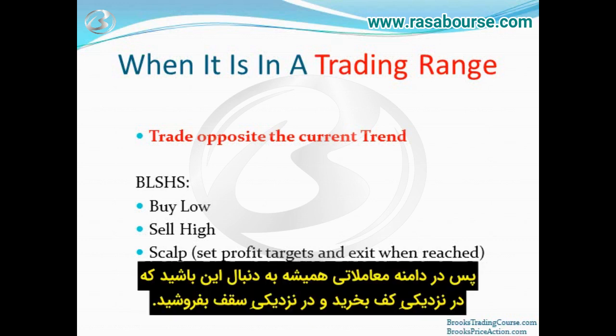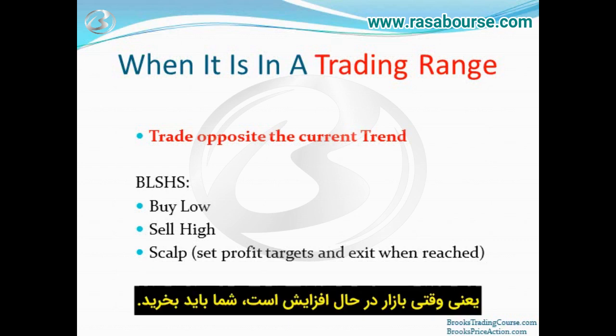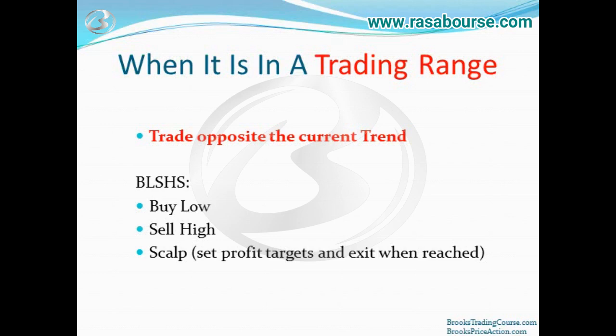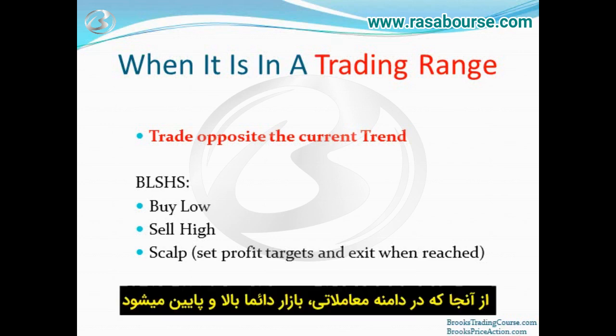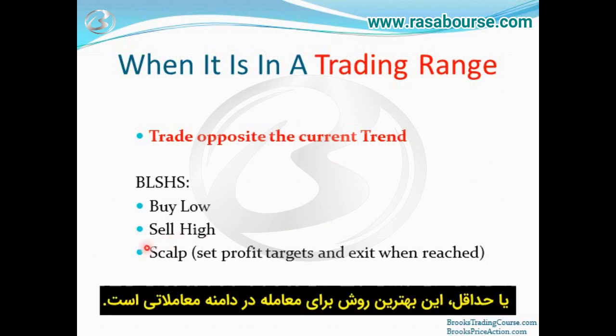In trading ranges, you're always looking to buy near the bottom and sell near the top. In trends, you do the opposite. When the market's racing up, you're buying. In trading ranges, since the market races down and races up and races down and races up, you have to scalp, or at least that's the best way to trade.